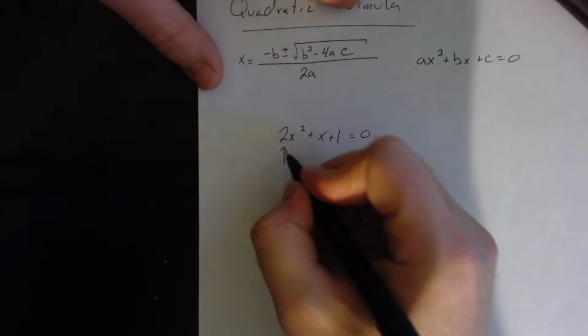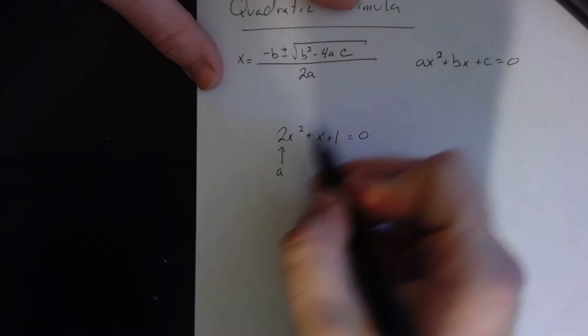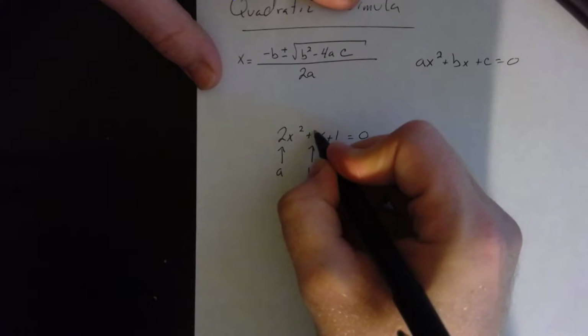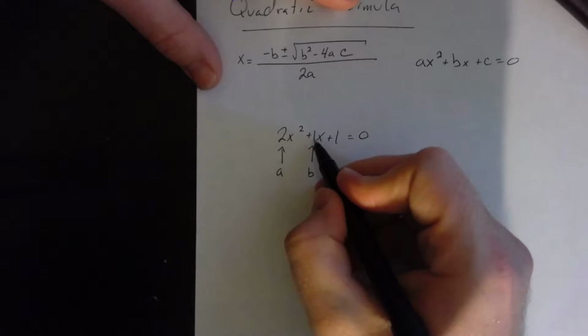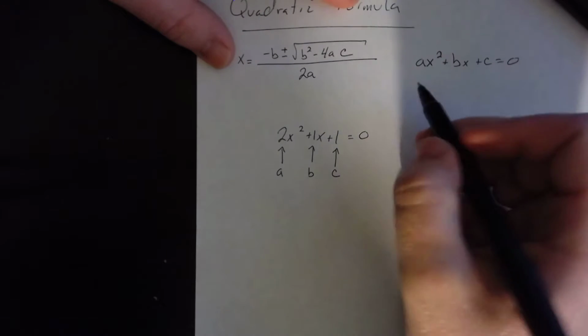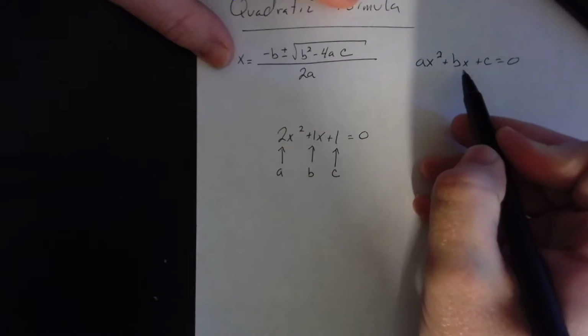identify first that your 2 is a, again, ax squared, so that's a. Your value here for b is going to be a 1, because there's no value there, you must assume there has to be a 1. And then finally here, this is going to be your c value. In which case, again, I have the form ax squared plus bx plus c.